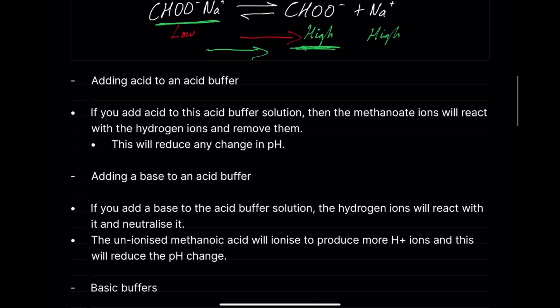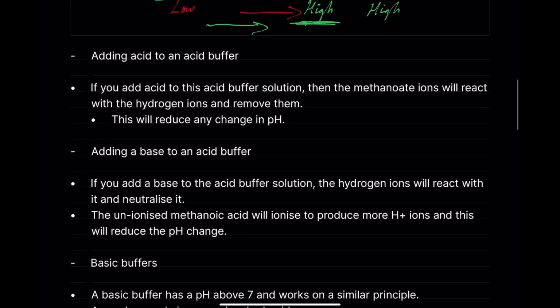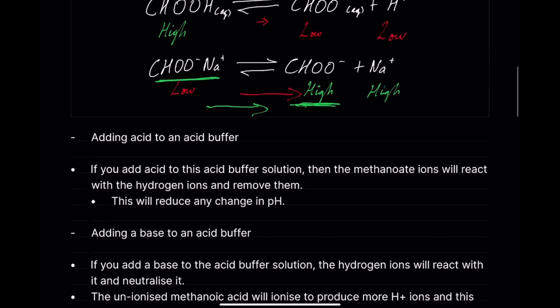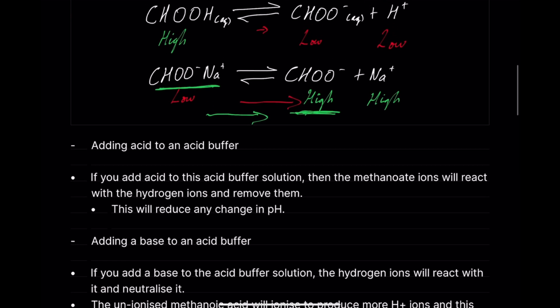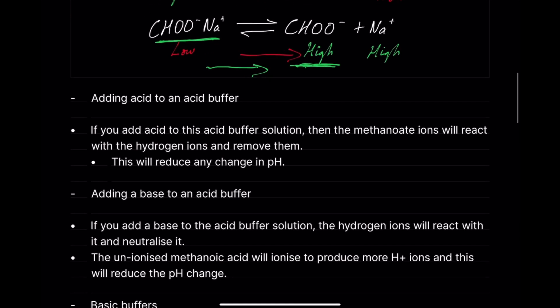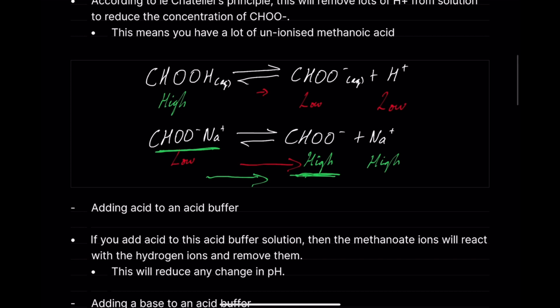Now, what if we added base to an acidic buffer, right? It's the same principle, but now we're talking about base. If we added base to the acid buffer solution, the hydrogen ions will react with it and neutralize it, and the unionized methanoic acid will ionize to produce more H plus ions, and this will reduce the pH change. So if there's an increase in base, so let's say A minus, so let me just remove this.